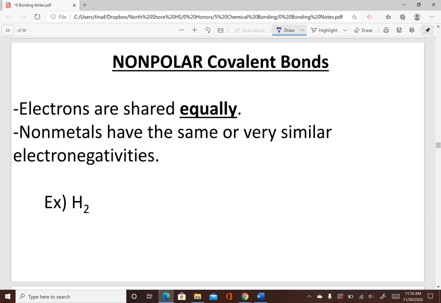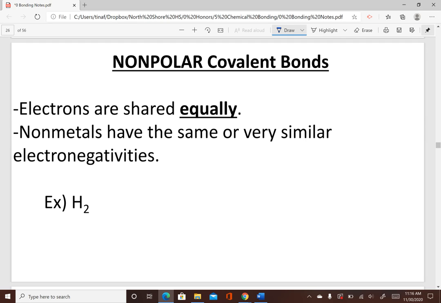Okay, guys, so today we're going to talk about being a little more specific when we're describing covalent bonds. Covalent bonds can actually be considered polar or nonpolar depending on the kinds of elements, or which nonmetals, are bonded together. In a nonpolar covalent bond, the electrons are shared equally because the nonmetals bonded to each other have either exactly the same or very similar electronegativities.